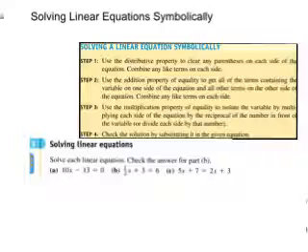Okay, step 2, use the addition property of equality. Get all the terms containing the variable on one side of the equation, and all the other terms on the other side. You get the numbers on one side, you get the variables on the other. Combine any like terms on each side. Then use the multiplication property of equality to isolate the variable by multiplying each side of the equation by the reciprocal of the number in front of the variable, or divide each side by that number. Your choice. And then the last step is check the solution by substituting it in the given equation.